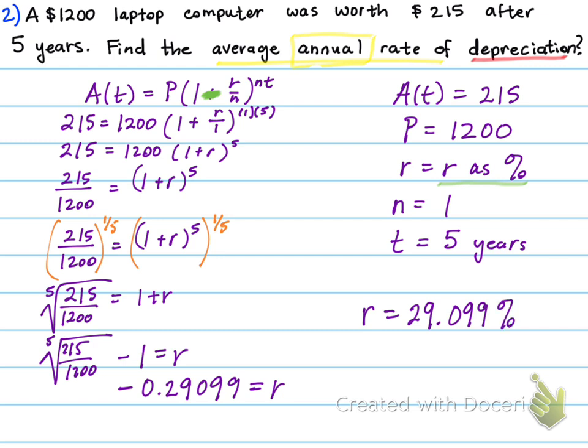29.099%. If I had you truncate at the thousands, this is what the percent would look like. You were depreciating, so I'm going to write "depreciating" so we understand it's a negative value. Depreciating at 29.099%.